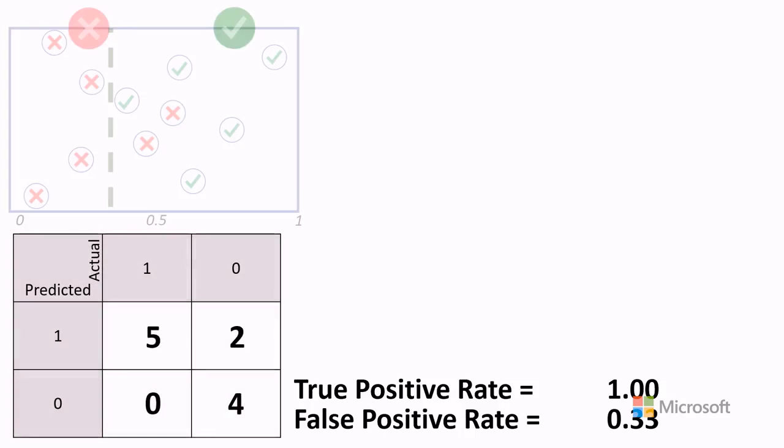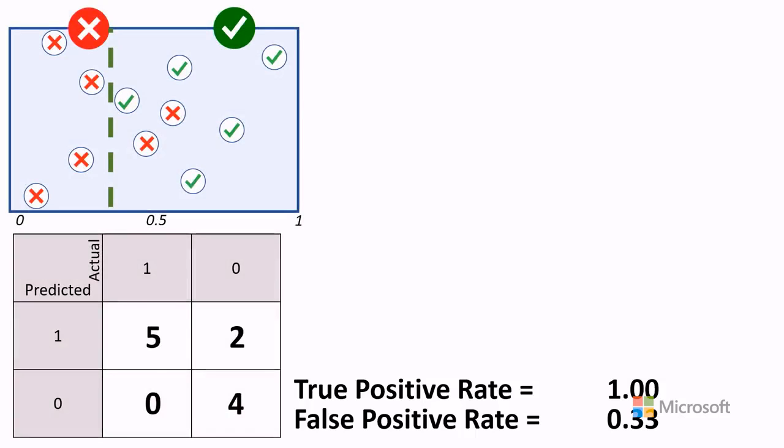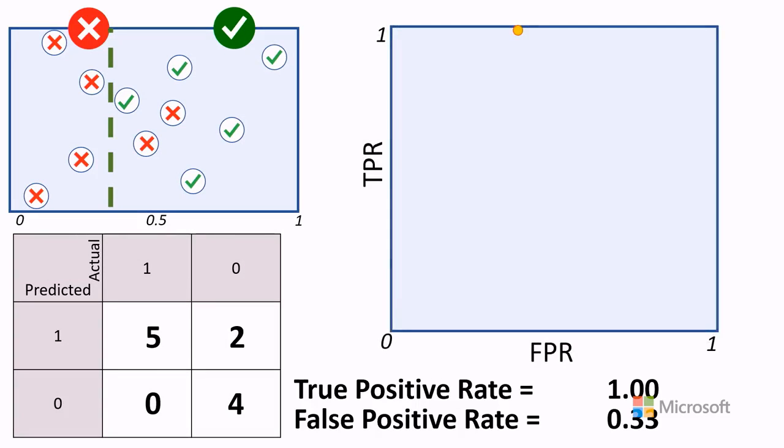Now you may remember that the metrics we got were based on a threshold of 0.3, and we can plot the true positive rate against the false positive rate for that threshold like this. If we move the threshold back to 0.5, our true positive rate becomes 4 out of 5, or 0.8, and the false positive rate is now 1 out of 6, or 0.16, which we can plot here. Moving the threshold further to, say, 0.7 gives us a true positive rate of 2 out of 5, or 0.4, and a false positive rate of 0 out of 6, or 0.